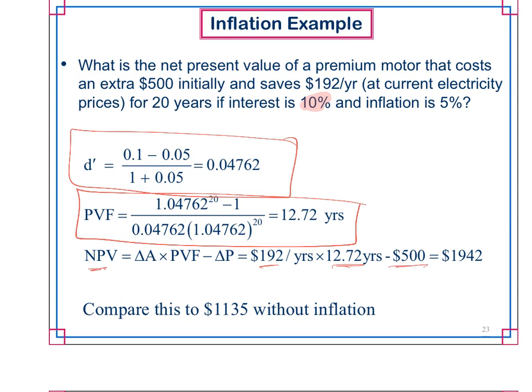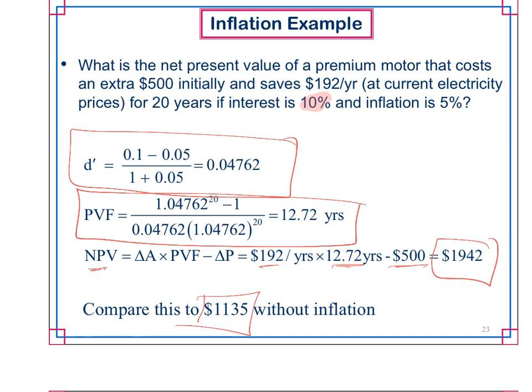subtracting from that the initial investment that we're going to make, and our net present value is $1,942. So we're actually going to save $1,942 if we include the effect of inflation, as compared to $1,135 without inflation. That shows you what the actual savings will be, which is an extra $800 over the 20-year lifespan for that.